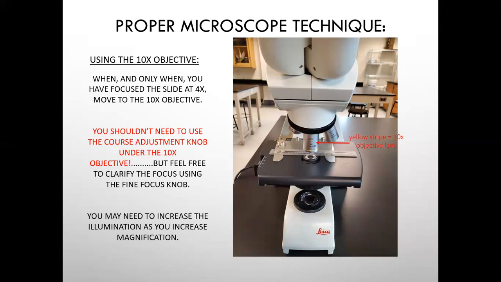All right, our big disclaimer here is, as soon as you move away from the 4x, do not use the coarse focus knob. At that point, you're only going to touch the fine focus. And if you're rolling the fine focus knob around a lot, that means that you never really had it in good focus to begin with at the 4x. It may seem easy, but when we're looking at something as tiny as bacteria and archaea, it's going to be really, really small things that we're going to see at the 4x. And again, you may need to increase your illumination.